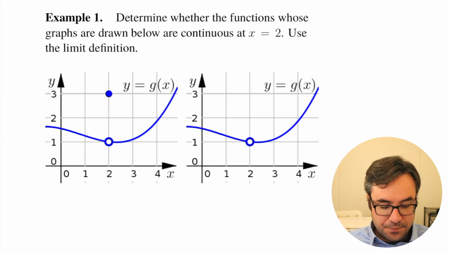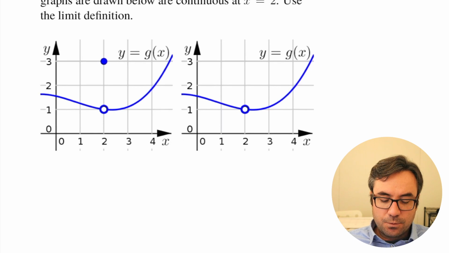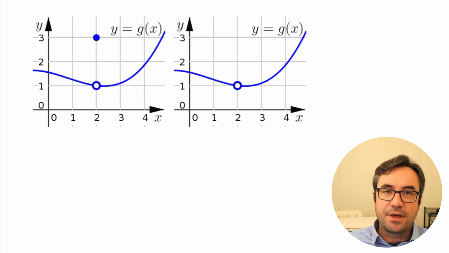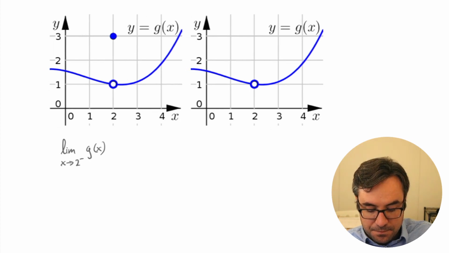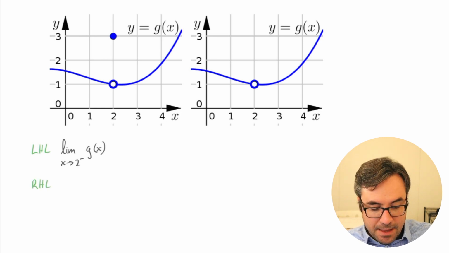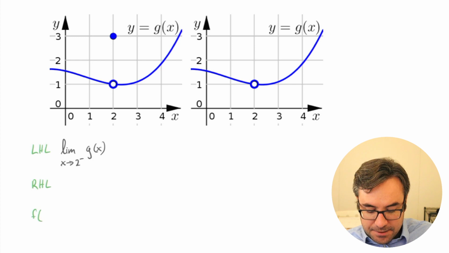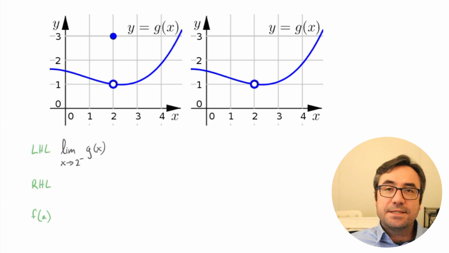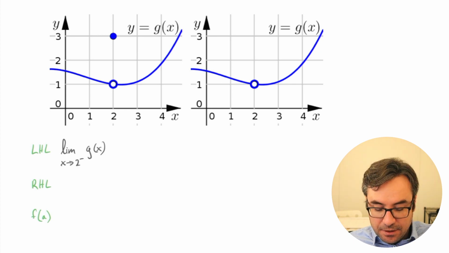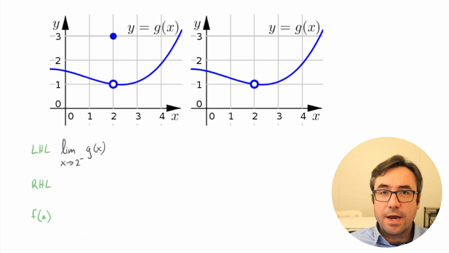All right, so the way we want to do this is we're going to calculate 3 different things. The first thing we're going to look at is our left-hand limit for our function. Then we're going to look at the right-hand limit. And then we're going to look at our function value. And what has to happen for continuity is the left side has to match up with the right side, and then they both have to match up with what's going on right at x equals 2.